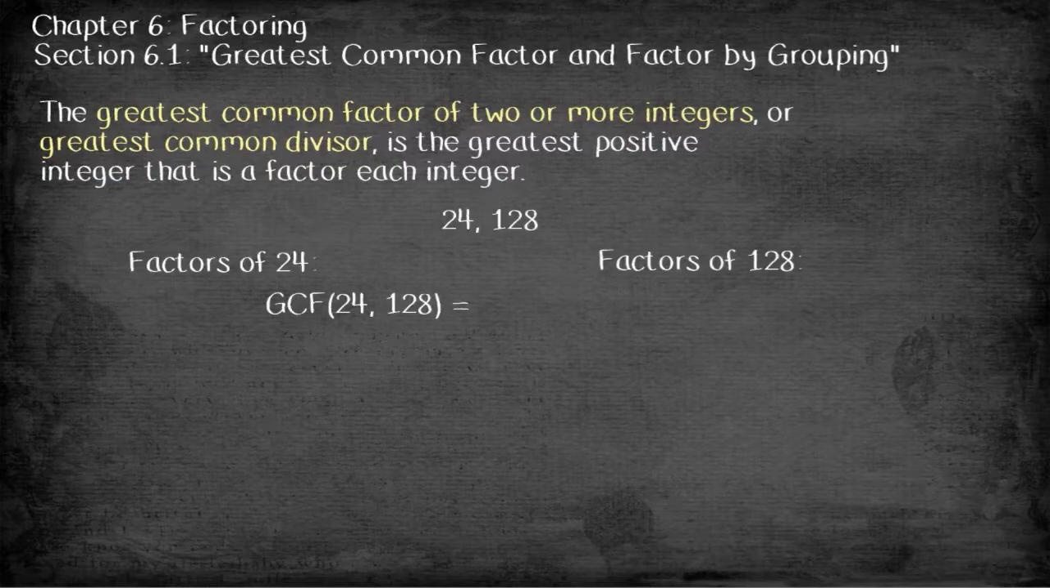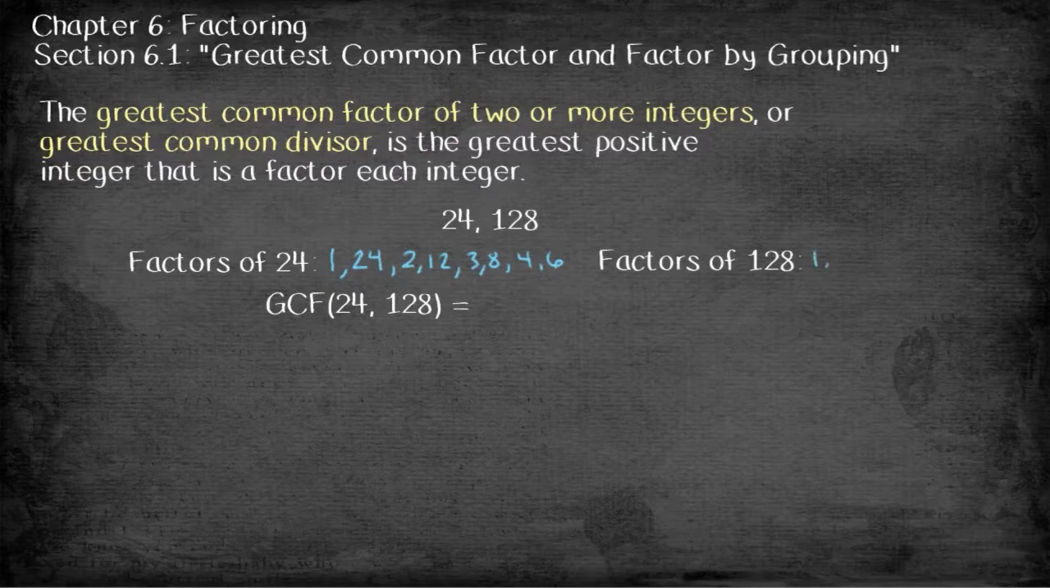So as an example, we want to find the GCF of 24 and 128. We're going to have to make a list of the factors of 24. So I know 1 and 24. 2 times 12 gives me 24. 3 times 8 gives me 24. And 4 times 6.